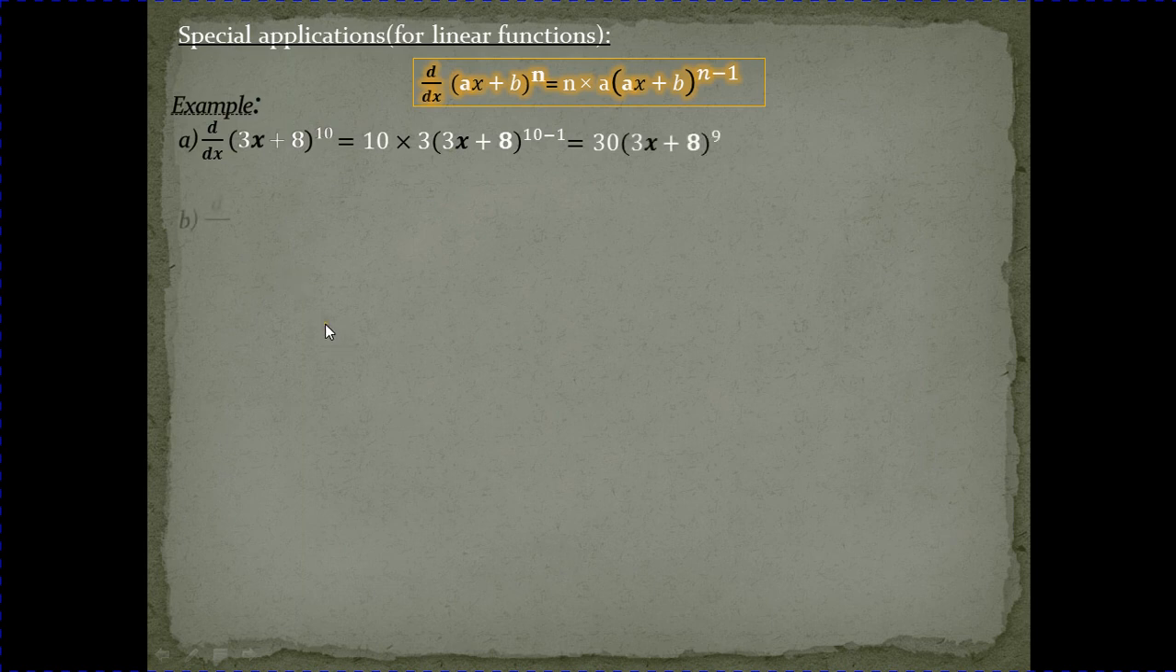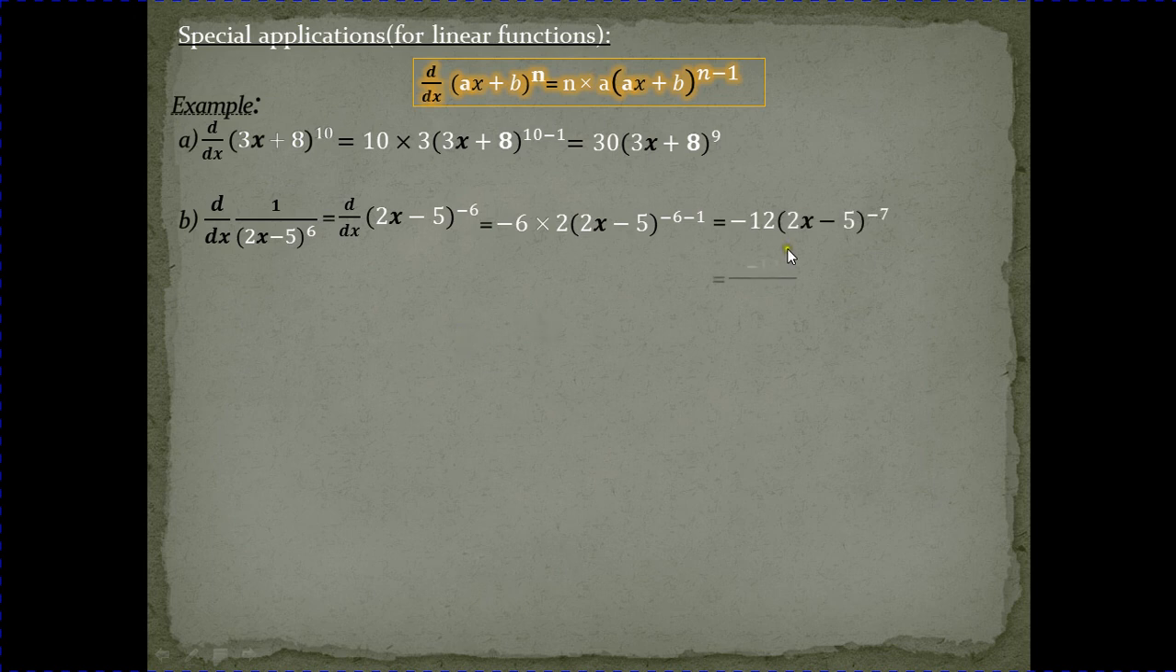Next example, d by dx of 1 over bracket 2x minus 5 all power 6. First, you must change it into up. It will be 2x minus 5 power negative 6. Then now we can apply the chain rule. First, bring down negative 6 multiplied by the coefficient of x, 2, and put the bracket again power negative 6 minus 1. Last, if you multiply negative 6 by 2, it will be negative 12, and the bracket will be power what? It is negative 7. And you can change the power into positive, it will be negative 12 over, the bracket will be power positive 7.